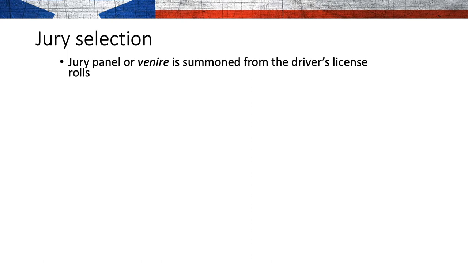So what happens in jury selection is that a jury panel, or a venire, which is just a group of people, is summoned from the driver's license rolls. So remember, not from the voter registration rolls. So you still can register to vote. If you don't have a driver's license, you'll be able to avoid jury service. If you are summoned to jury selection, you absolutely must show up.